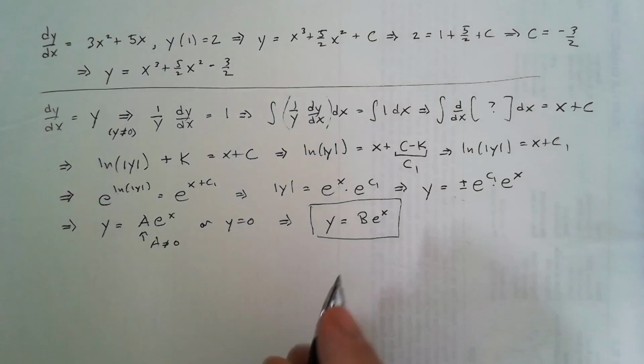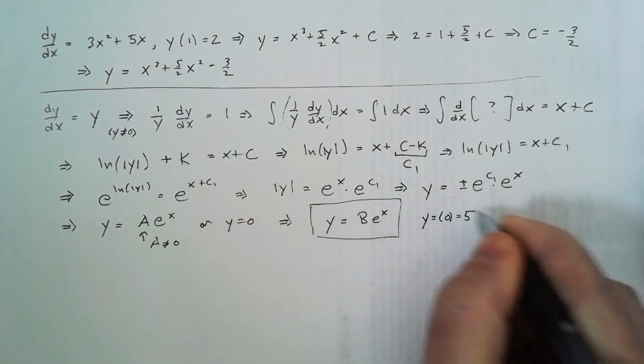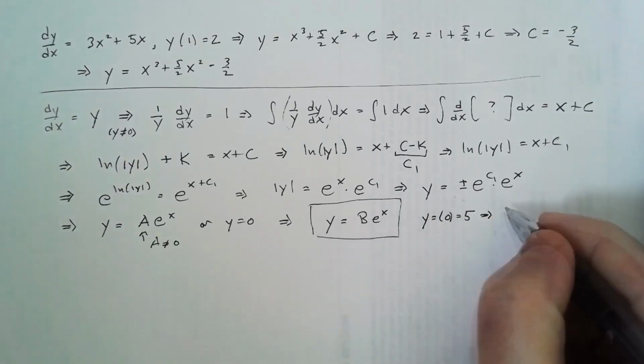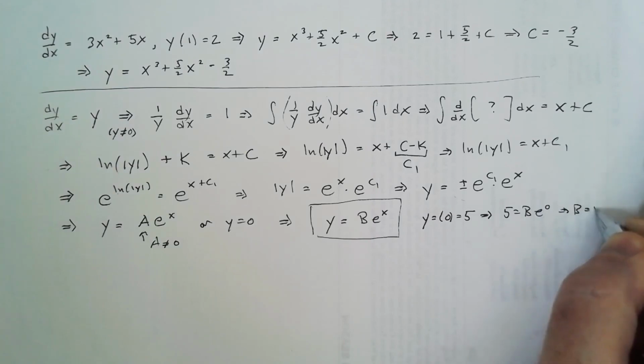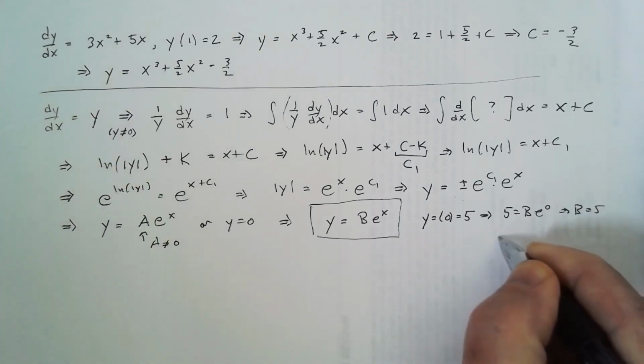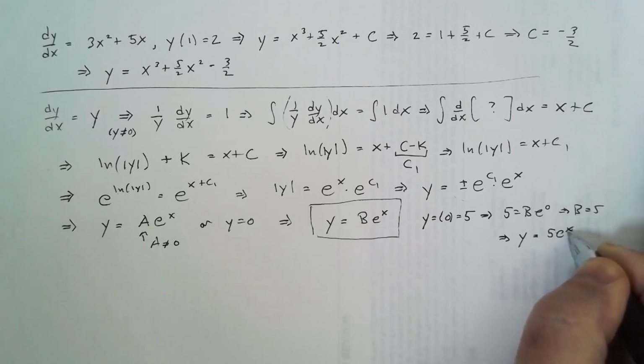If we had an initial condition, say we knew that y of 0 equals 5, then we could put this information into our equation and see that b has to equal 5, so a solution to this initial value problem would be y equals 5 e to the x.